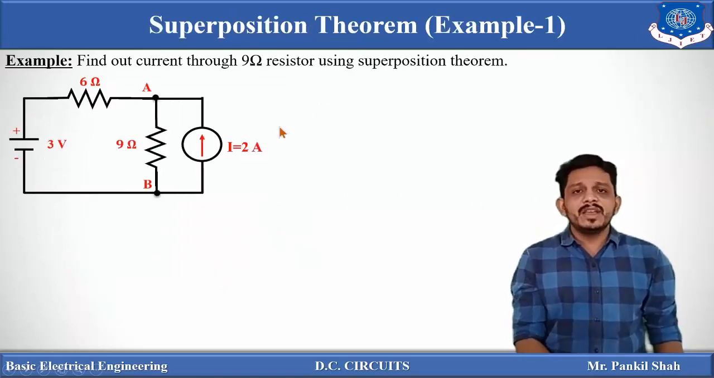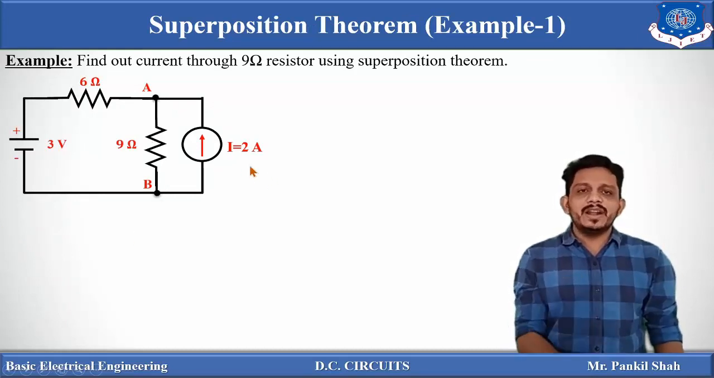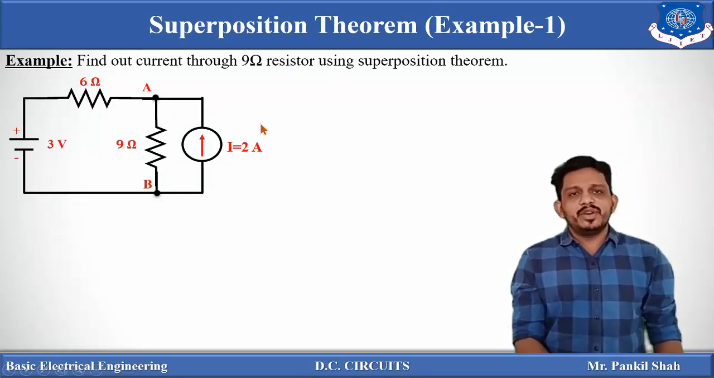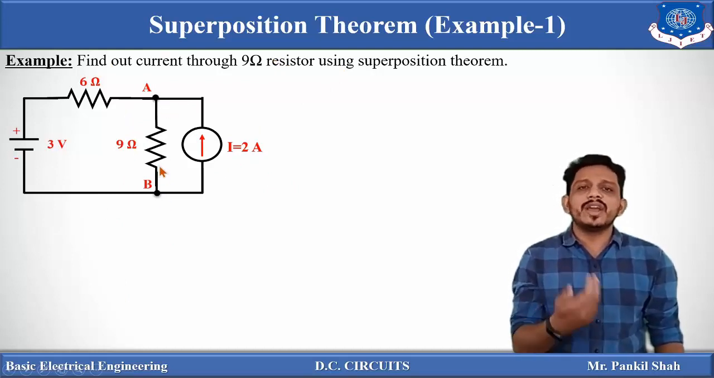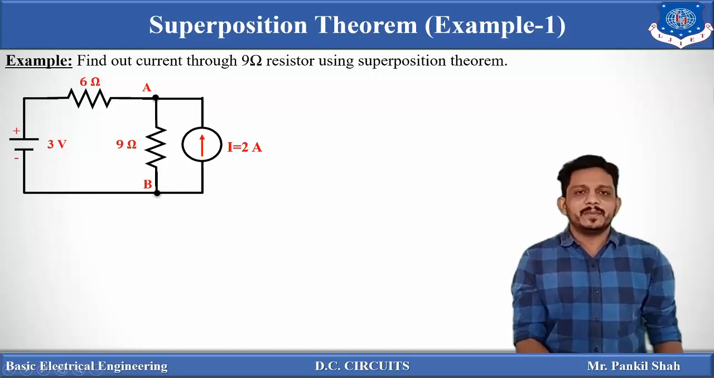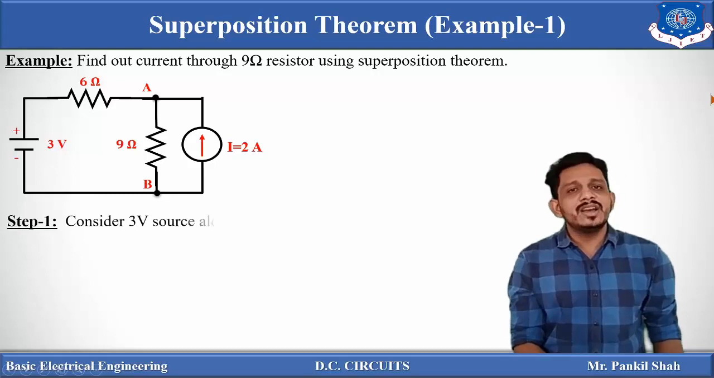Now let's consider this simple network. Find out the current flowing through this 9 ohm resistance. If you want to find the current flowing through this 9 ohm resistance, how can you apply superposition? Here two sources are given. One is a voltage source and the other is a current source.